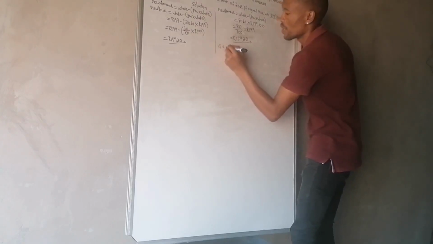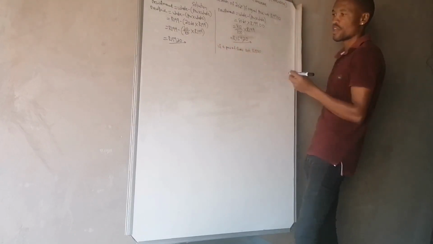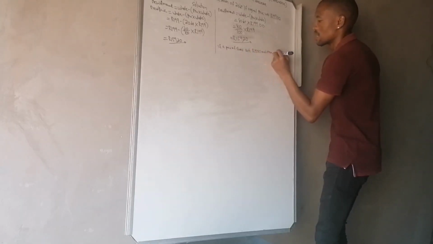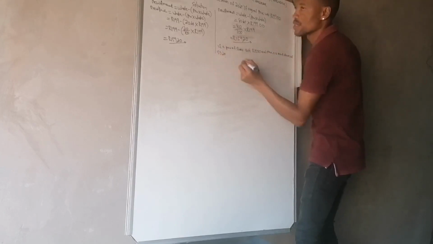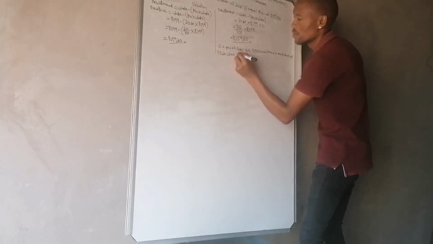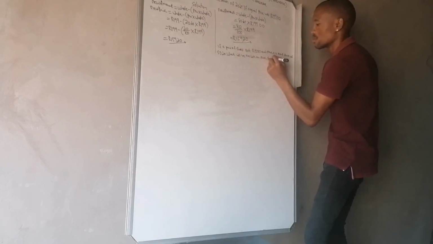Right, I ask you to give me your question. If a pair of shoes costs 1,500 and there is a markdown of 50%, what will be the sale price on these shoes?